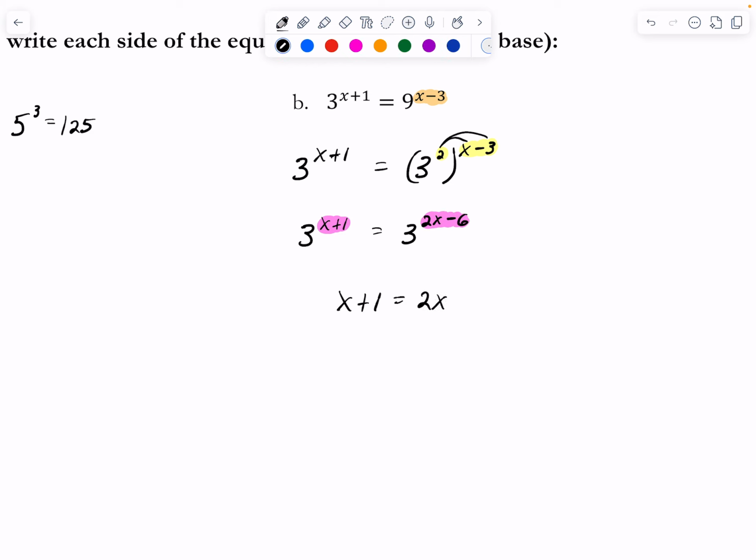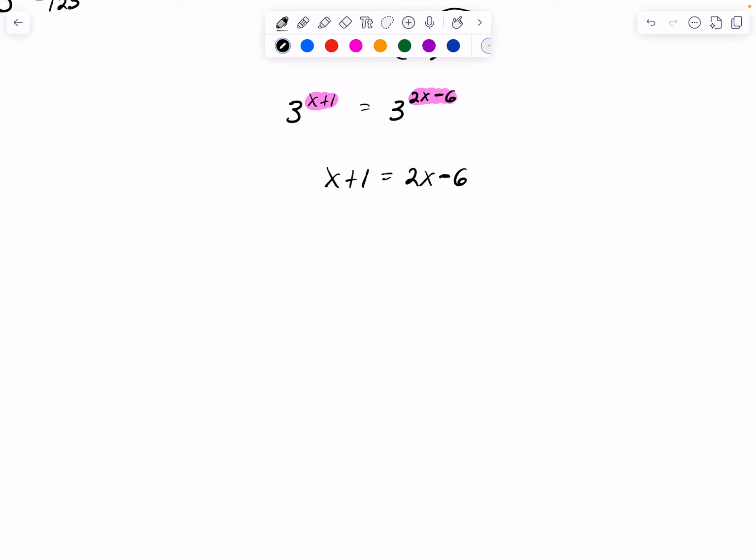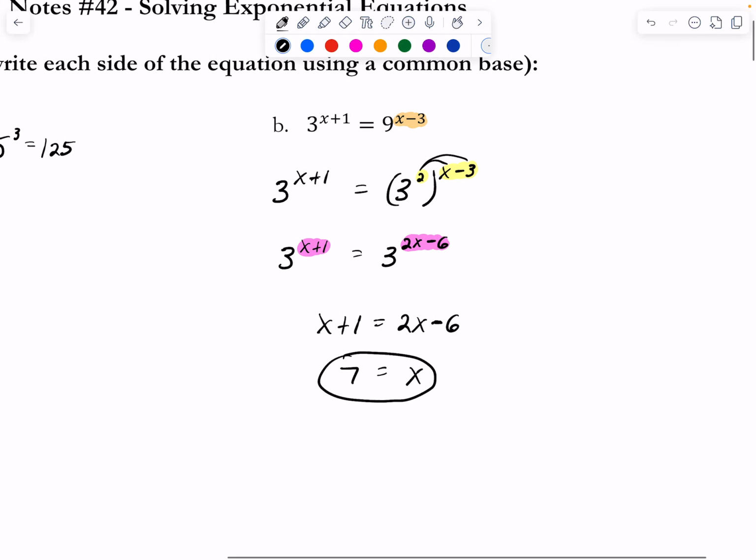Now when you get to this step, you'll notice this is no longer an exponential equation. This is a linear equation. So just get your x's to one side and everything else to the other to solve for it. We have 2x, I'm going to leave there. I'm going to move this x over with subtraction to get 1x. Move the minus 6 over with addition to get 1 plus 6, which is 7. So that is it for letter B.